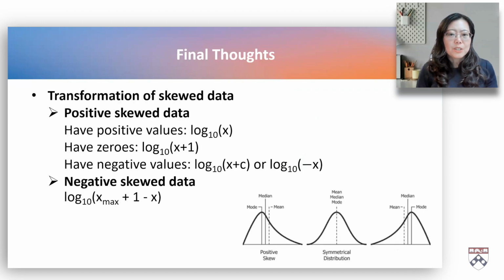Log transformation is typically applied to positively skewed data with positive values. If the data contains zeros, we can add 1. If it contains negative values, we can add a number to make all the numbers positive.